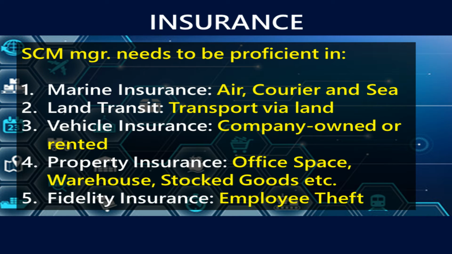Motor vehicles insurance. This covers vehicles owned by the company. Sometimes the owner's personal vehicles are also added here. Property insurance. This is for premises of the company and stocks. Fidelity insurance. This covers theft by employees who are directly handling cash. For example, cashiers, cash collectors or counter salespersons.